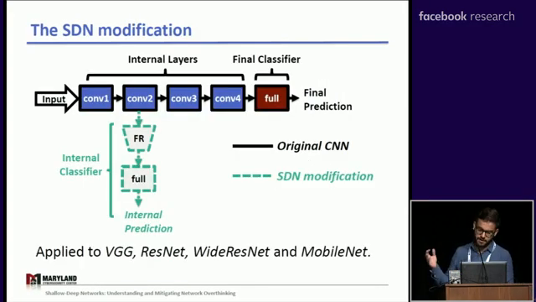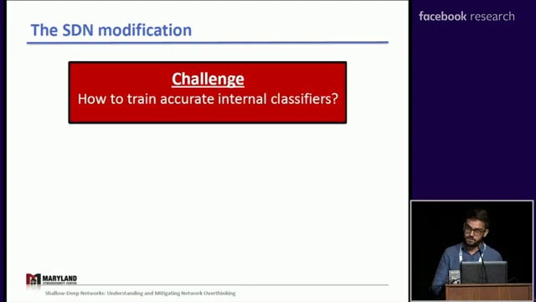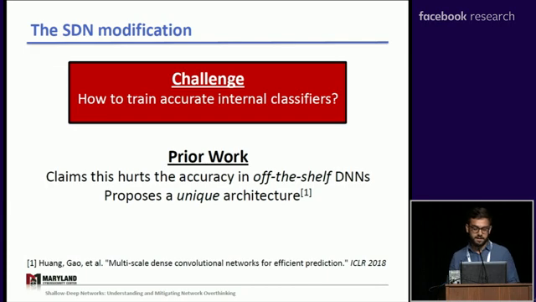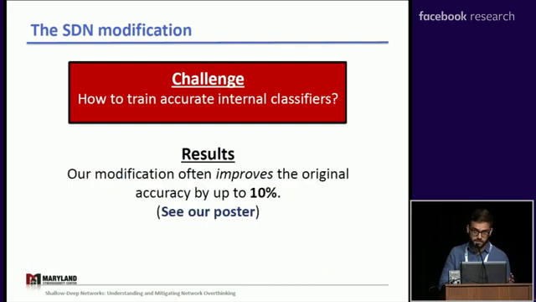So here we see a simple sketch of our modification. There we have a 5-layer convolutional neural network. We introduce an internal classifier after the second layer, and this internal classifier produces an internal prediction. In this example there is only one internal classifier, but we can introduce more than one. So the first challenge is, how do we train accurate internal classifiers? Prior work claims that this hurts the accuracy of off-the-shelf deep neural networks, and the prior work proposed a unique, not generic, architecture. But our results show that our modification often improves the original accuracy by up to 10%.